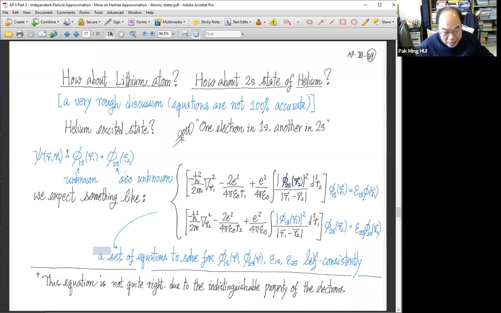All right. Now you look at this. This is a set of 2 coupled equations that you need to solve for 2 unknown functions and 2 unknown energies. But that can be done self-consistently. You guess 2 inputs, then you can calculate this and that. You will get 2 outputs. You compare the 2 inputs with 2 outputs, loop it again and again. That can be done. All right, so that is the idea, okay?